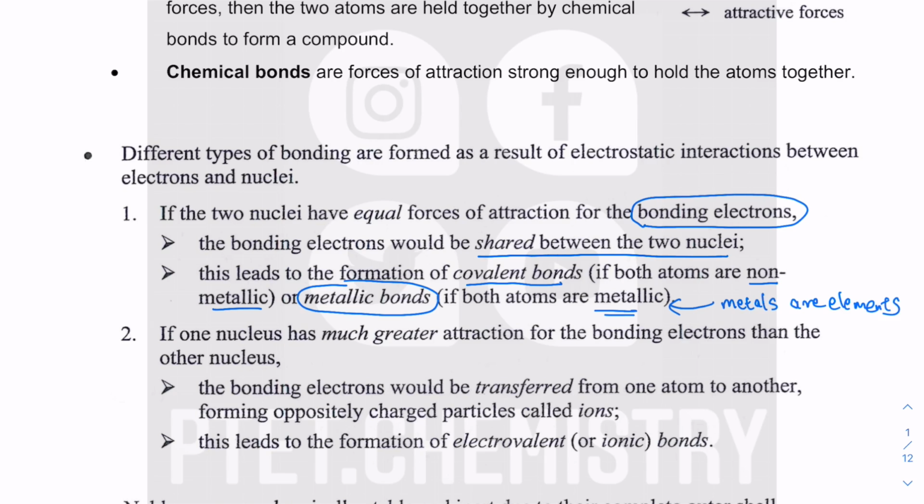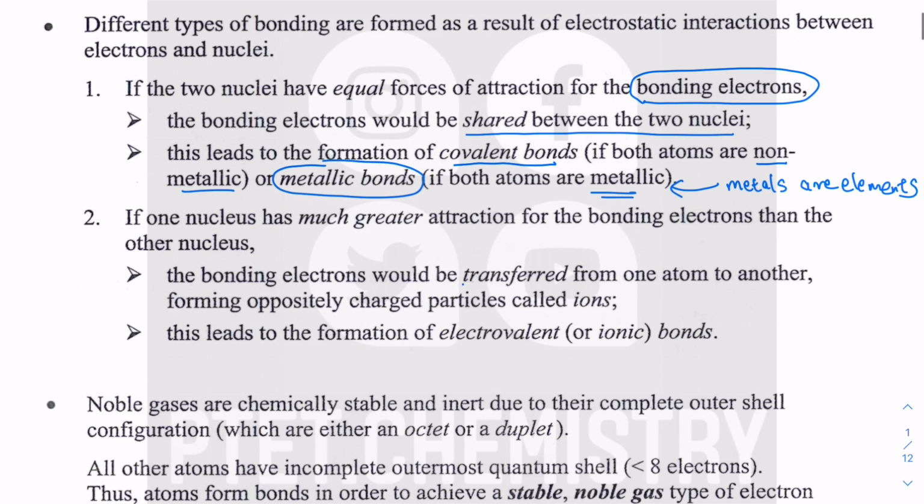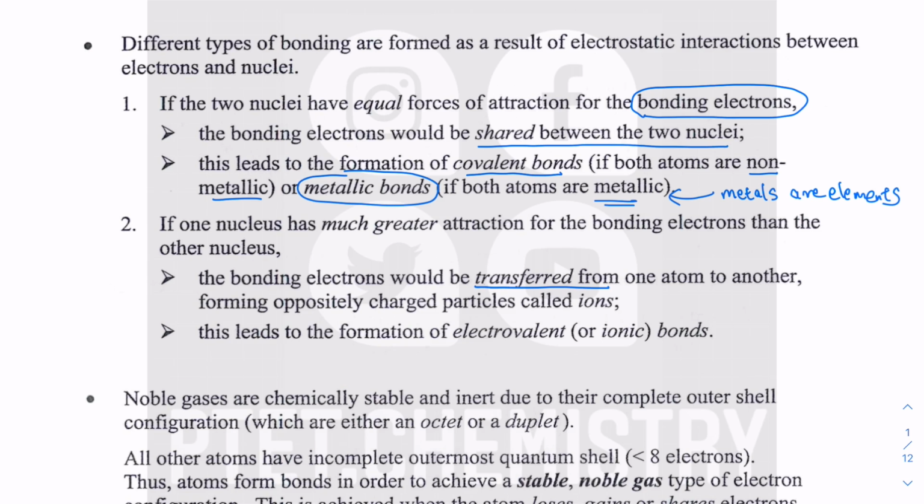But then the non-metals can be elements, but also can be molecules which are not elements as well, if they have different atoms. If, however, one nucleus has a much greater attraction for the bonding electrons than the other nucleus, then the bonding electron will be transferred. Okay, so we're talking about the transfer of electrons from one atom to the other, because one of the atoms has a much greater attraction for the bonding electrons compared to the other one. So one likes to gain, one likes to lose the electrons.